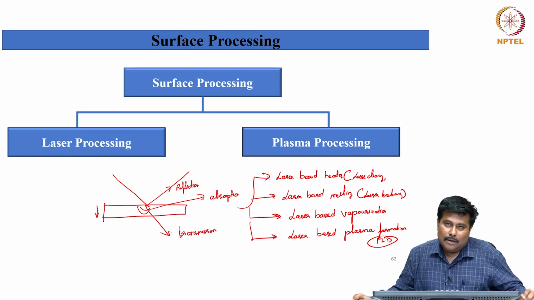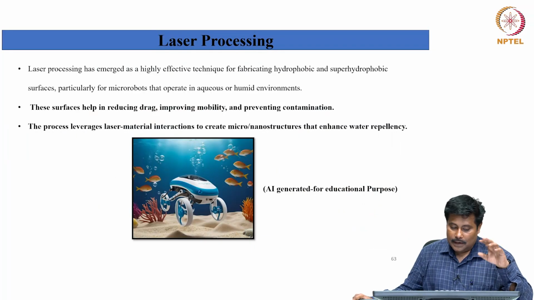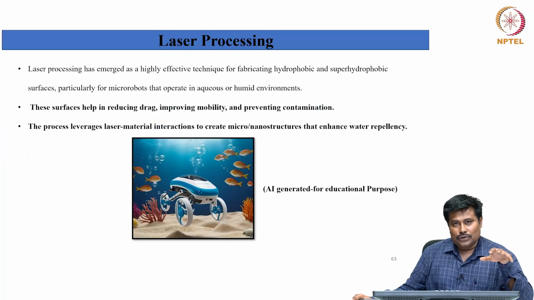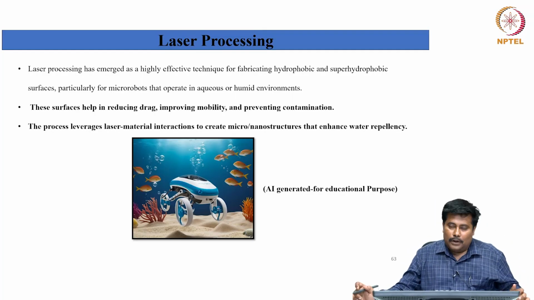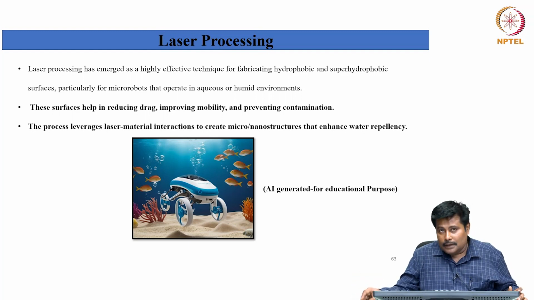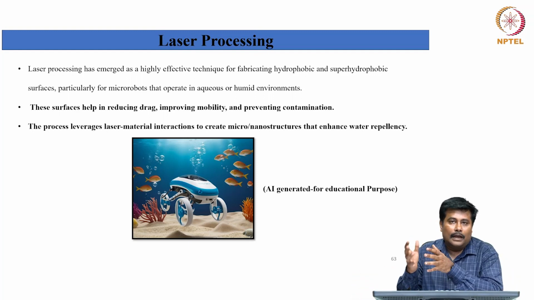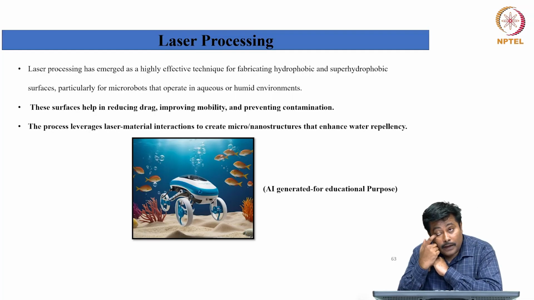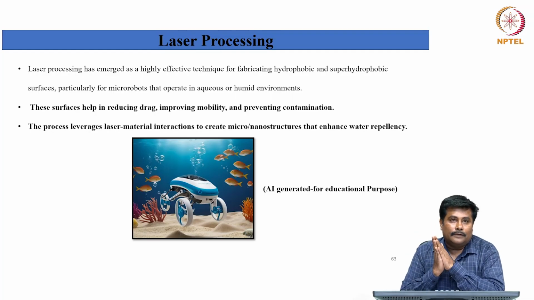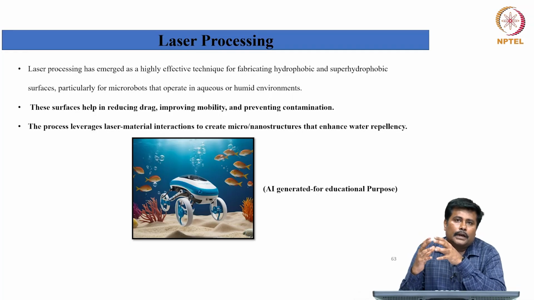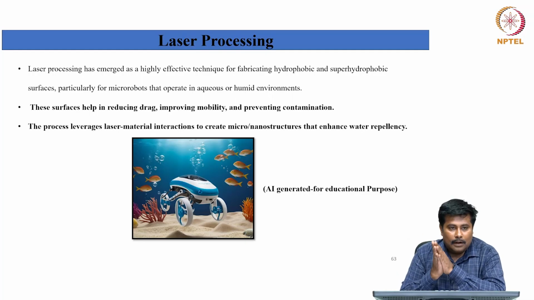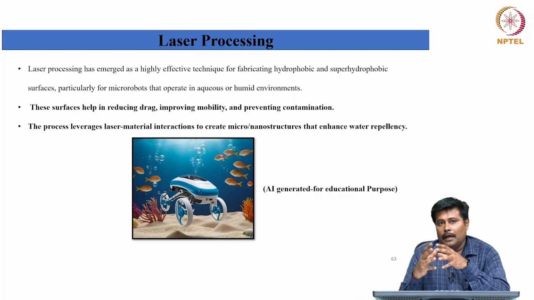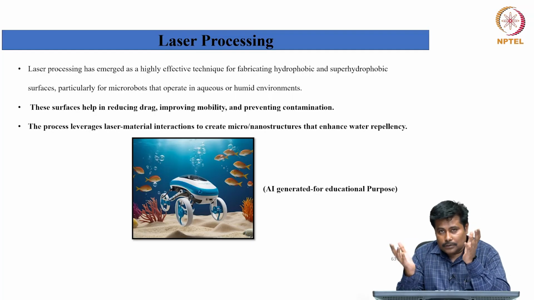So let us see some important applications where a laser is being used for functionalizing the surface for micro robotic applications. Laser processing is a highly effective technique for fabricating hydrophobic and super hydrophobic surfaces, particularly for micro robots that operate in an aqueous or humid environment. These surfaces help in reducing the drag. It also improves the mobility and it also prevents contamination.